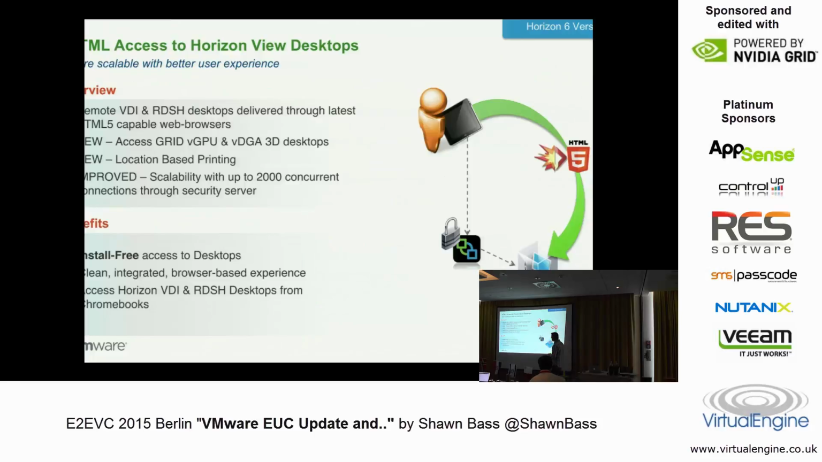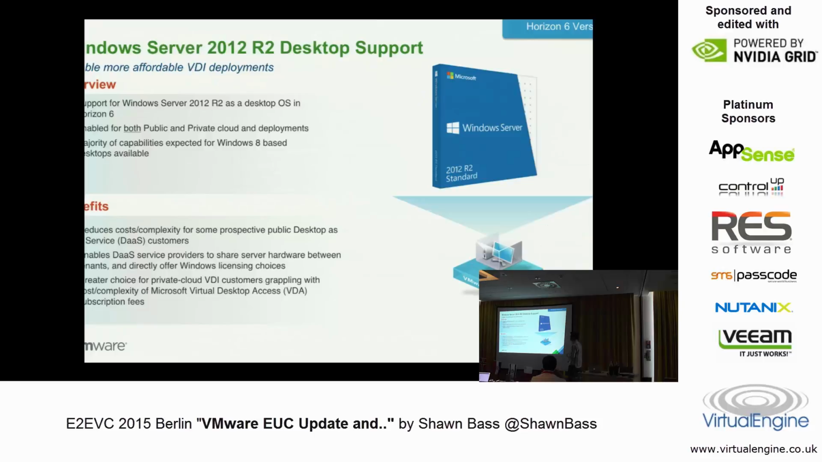HTML access to Horizon View desktops. If you tested out the HTML access component from Horizon View, you can use a browser-based, clientless solution and connect to a VDI desktop. We added support for RDSH desktops, because originally when we added RDSH support, we didn't have the ability to connect to an RDSH desktop, only to VDI desktops. We've also added access to Grid vGPU and VDGA pass-through 3D desktops that was lacking from the HTML5 support in the past.